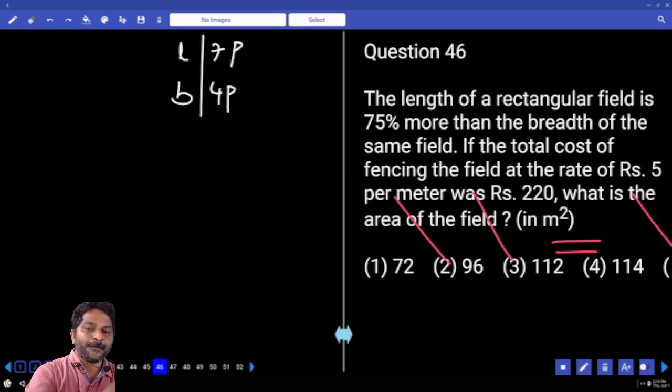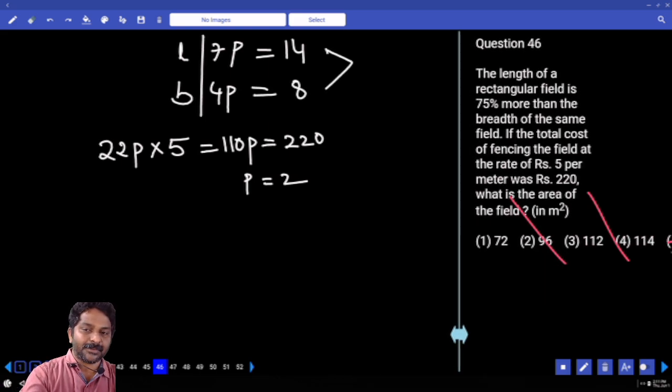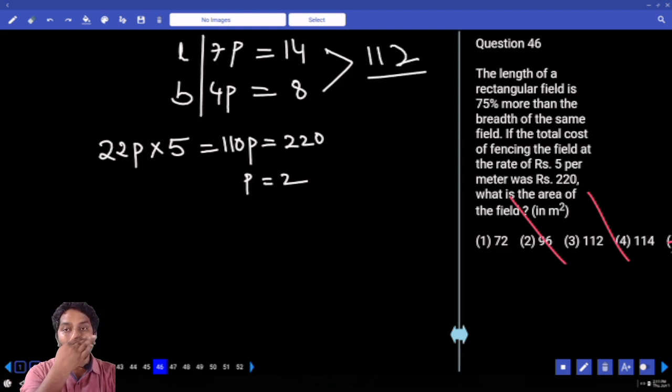What is L plus B value? 11 parts. Perimeter in the sense 2 times of L plus B, which is equal to 22 parts, and the price per meter is mentioned as 5 rupees, correct? That means this is equal to 110 parts. This is the price which is mentioned as 220. From this, 1 part is equal to 2. 7 parts becomes 14, 4 parts becomes 8, and area of the rectangle in the sense product of both the numbers, which is 112. Right?